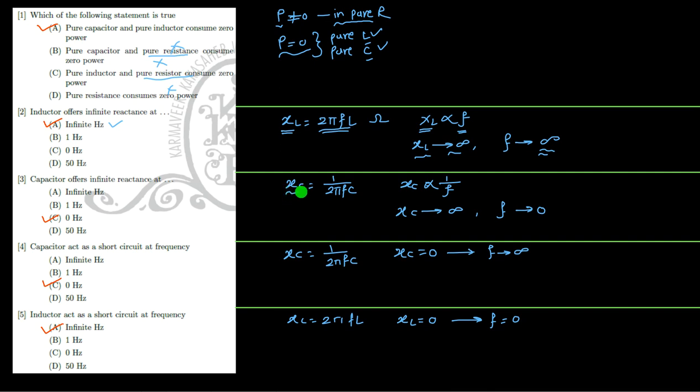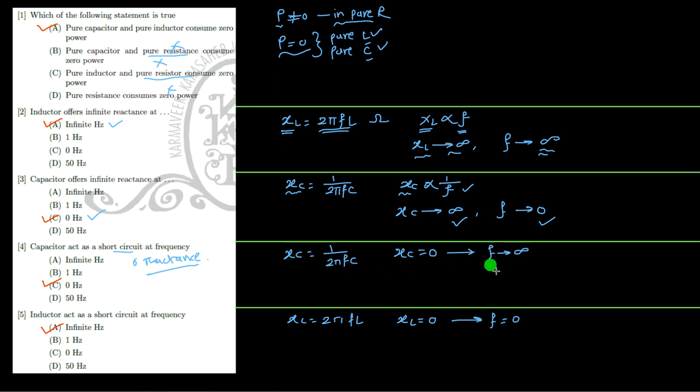The capacitor offers infinite reactance at what frequency? We know that capacitive reactance is given by 1 upon 2 pi fC. Here it is clearly observed that Xc is inversely proportional to the frequency. If the frequency is 0, Xc is infinite. So it offers infinite reactance at 0 hertz, meaning the capacitor acts like an open circuit there. Short circuit means offering zero reactance, so keep in mind that zero reactance is offered in the short circuit case. Xc is equal to 1 upon 2 pi fC.